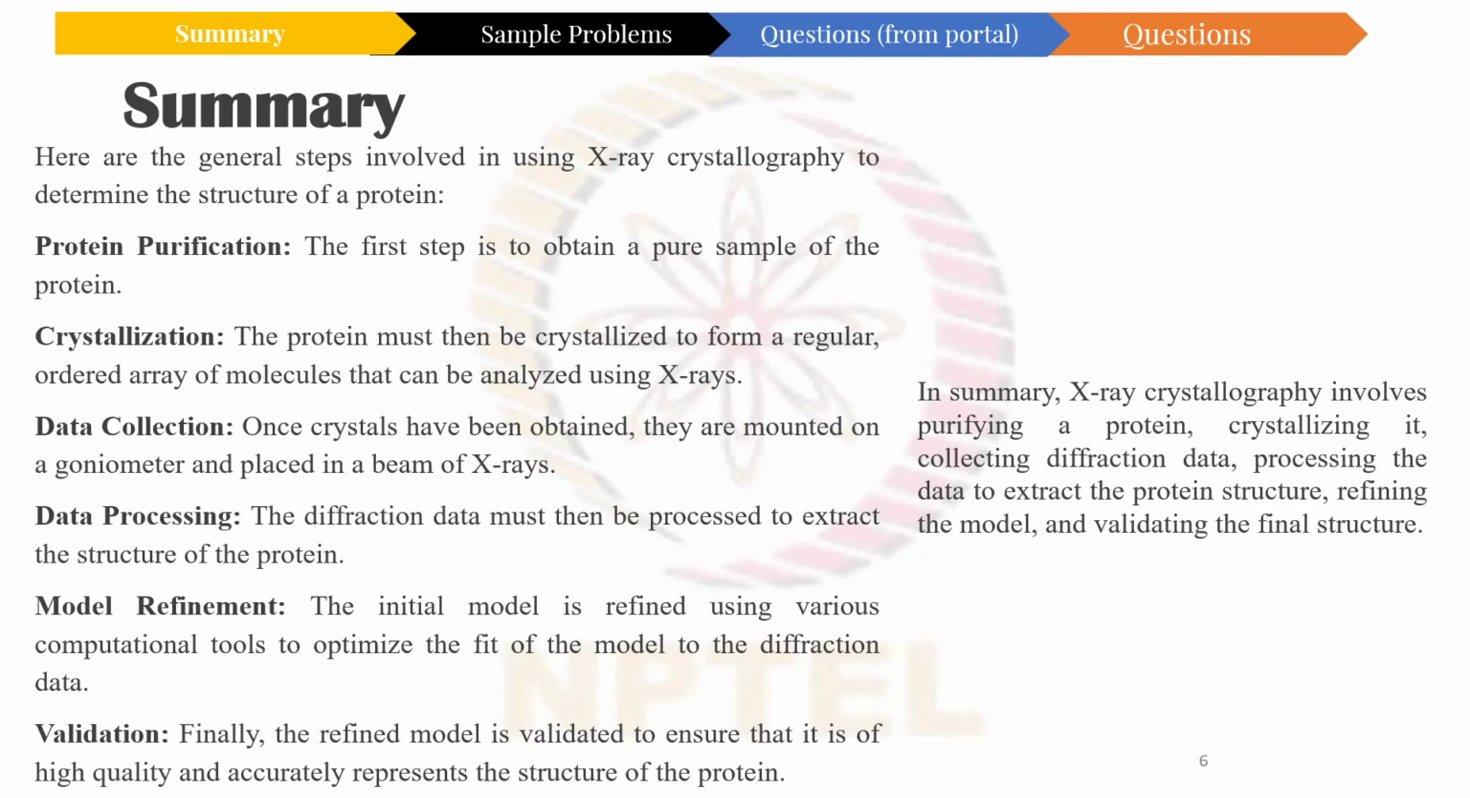So here I wanted you to answer what could be the major disadvantage of using the X-ray crystallography method, or any advantage, sorry, any disadvantage.